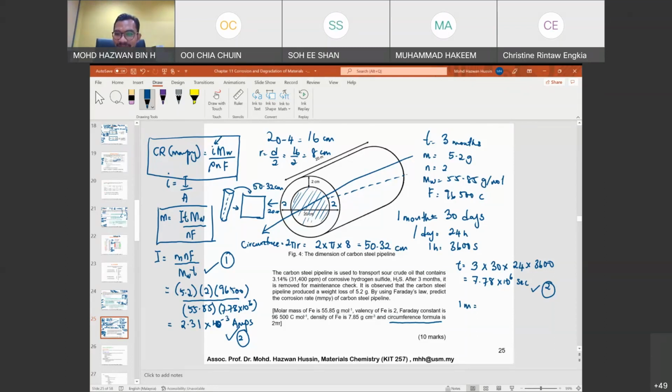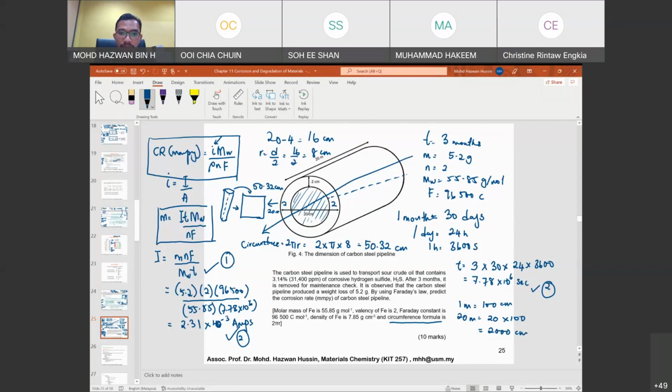So 1 meter is equal to how many centimeters? 100. So how do you convert the length of the pipe, 20 meters? That is 20 meters. 20 meters is equal to 2000 centimeters. 20 times 100, so you get 2000 cm.